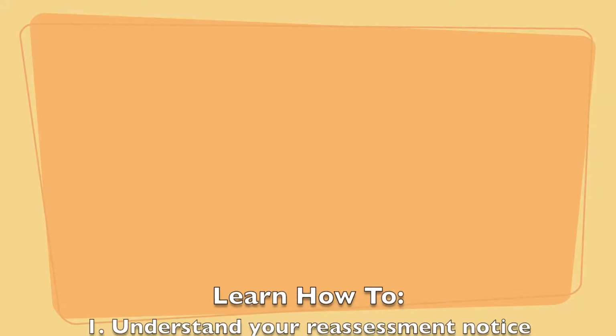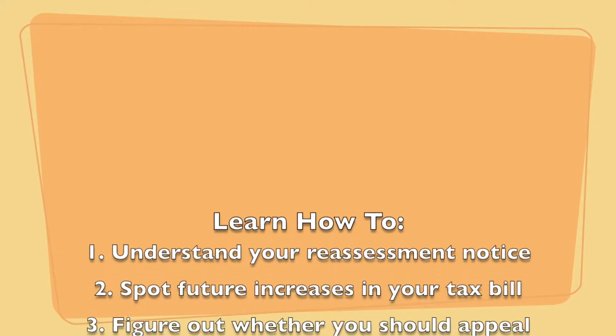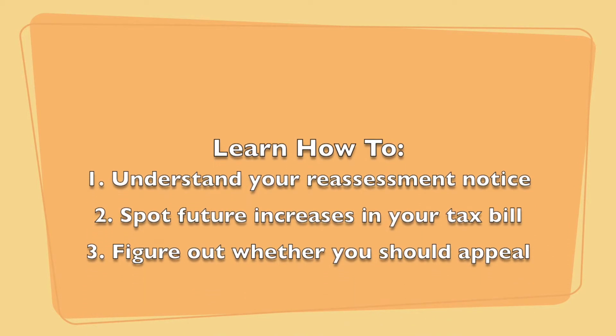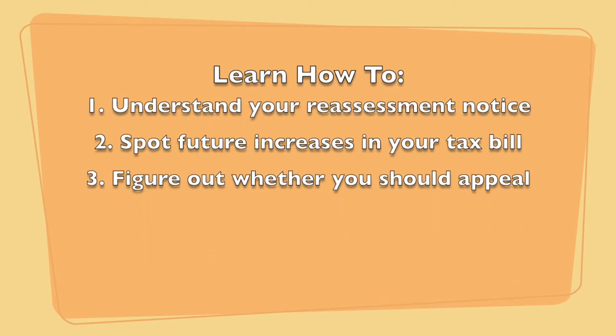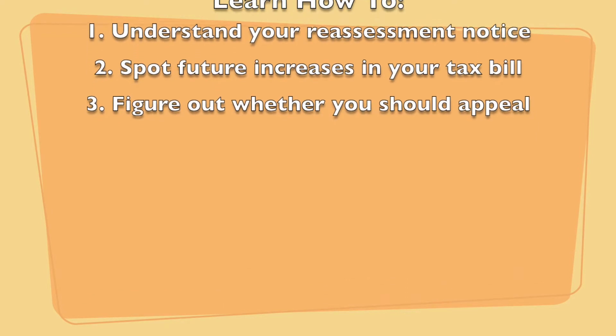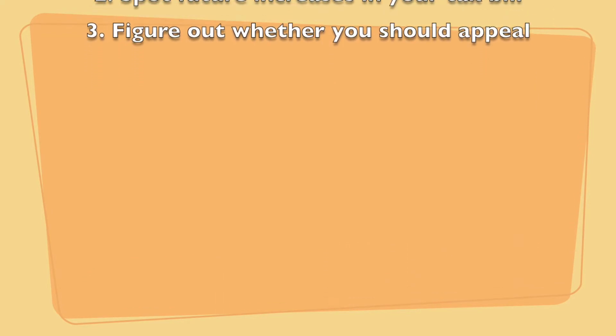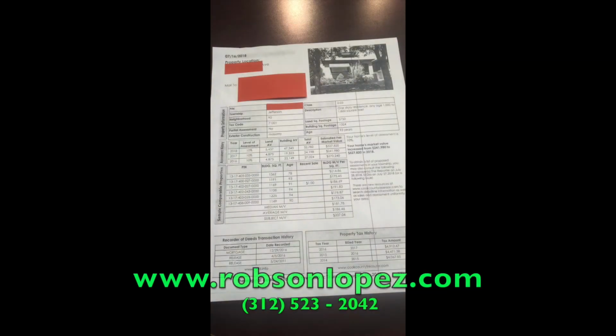So my goal here is to teach you how to read your reassessment notice, show you how you can spot future increases in your tax bill before they happen, and generally how to figure out whether you should be appealing your property taxes. So the document we see here today is the Cook County Reassessment Notice that's mailed out to properties that are being reassessed.